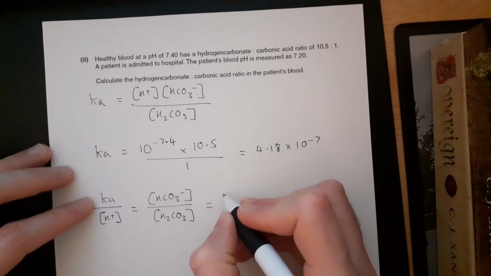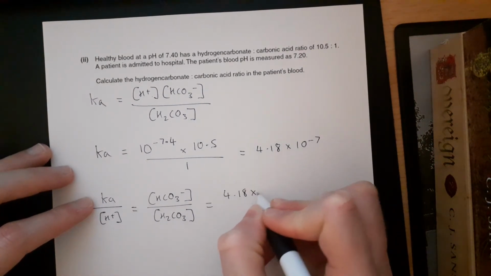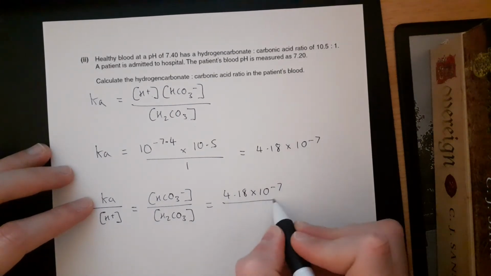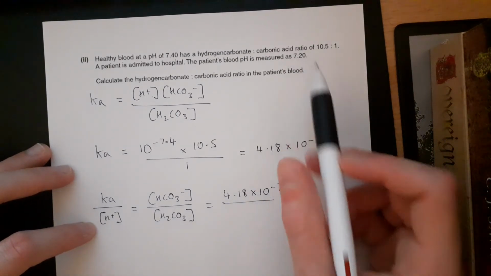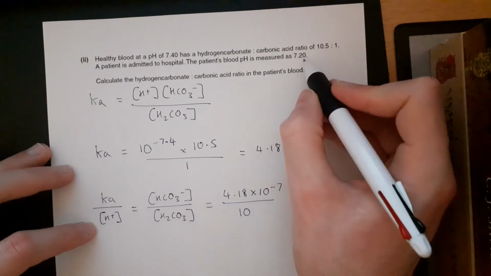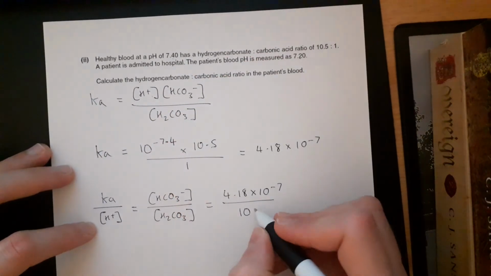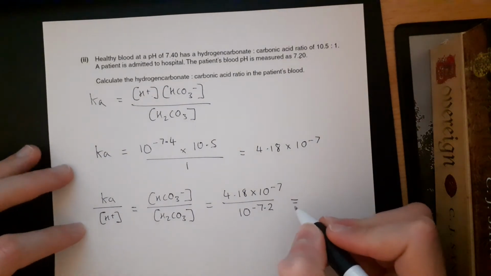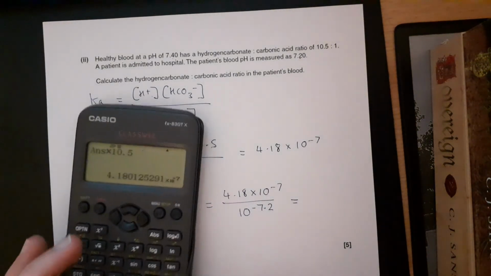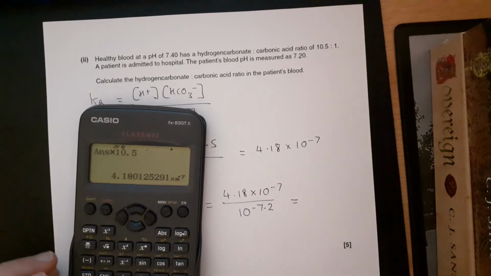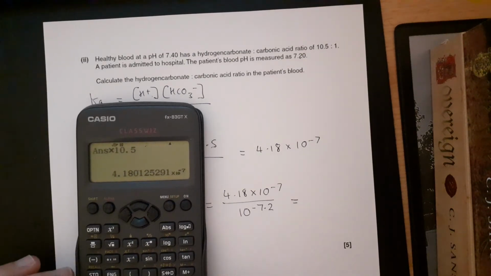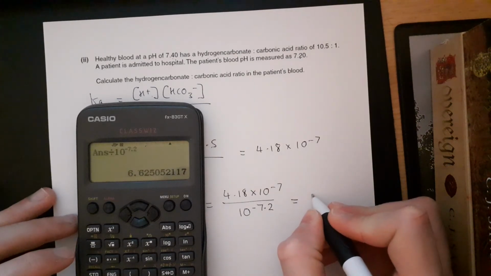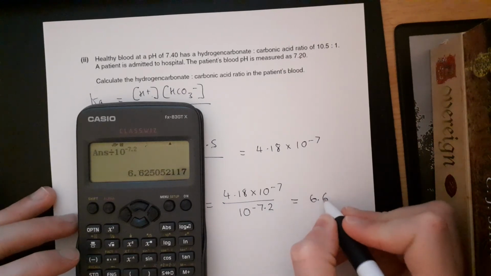So now we can put numbers in here. So we can calculate this. We know what Ka is. And the H+ concentration in this person's blood is going to be 10 to the minus 7.2 instead of 10 to the minus 7.4. So we can just calculate that. And because I'm a genius, I've kept the number on the calculator from before. So I'm just going to divide that by 10 to the minus 7.2. So we've got 6.63, let's call it.